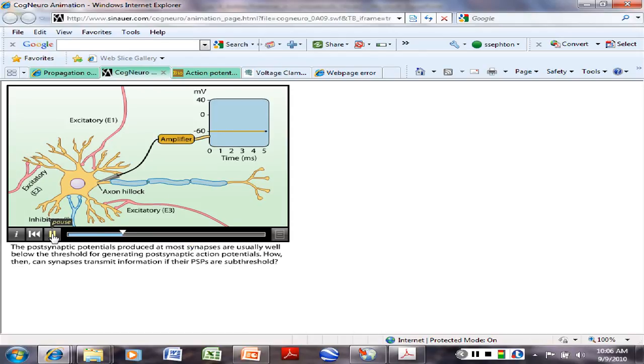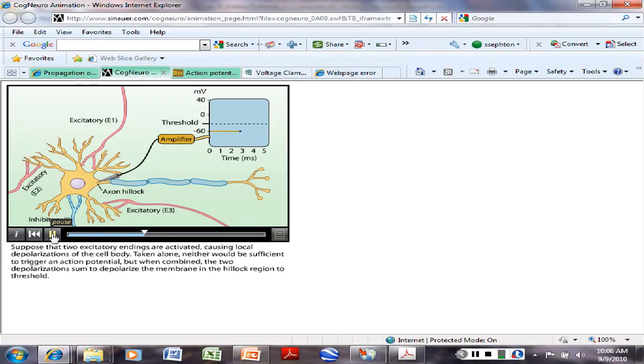The postsynaptic potentials produced at most synapses are usually well below the threshold for generating postsynaptic action potentials. How then can synapses transmit information if their postsynaptic potentials are subthreshold? Suppose that two excitatory endings are activated, causing local depolarizations of the cell body. Taken alone, neither would be sufficient to trigger an action potential, but when combined, the two depolarizations sum to depolarize the membrane in the hillock region to threshold.